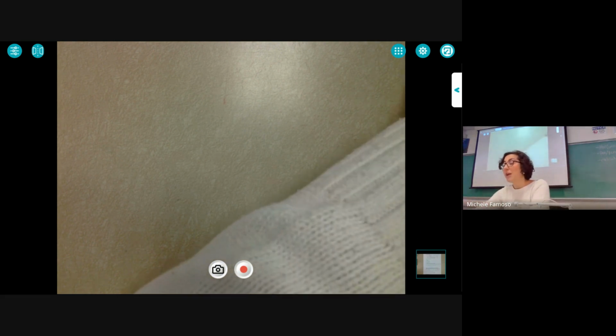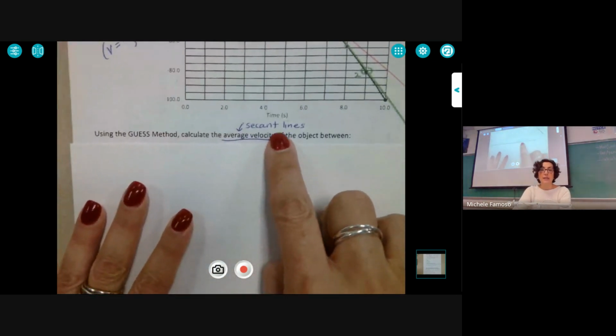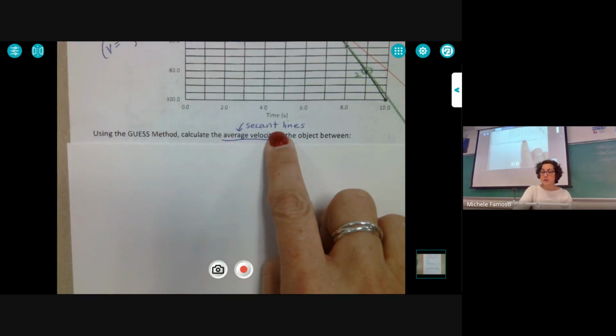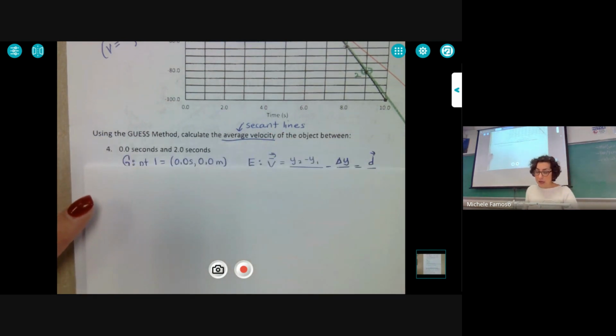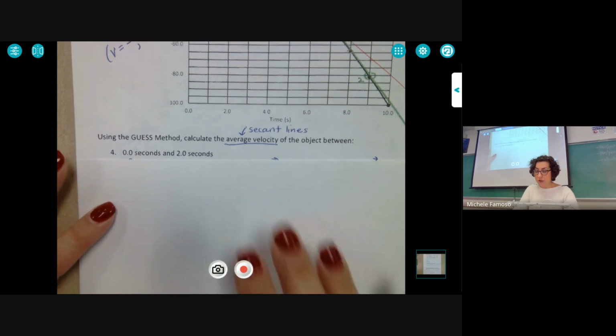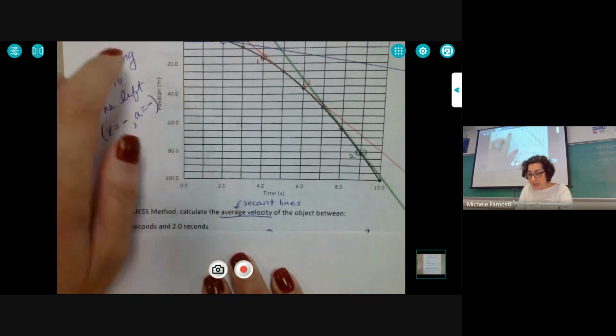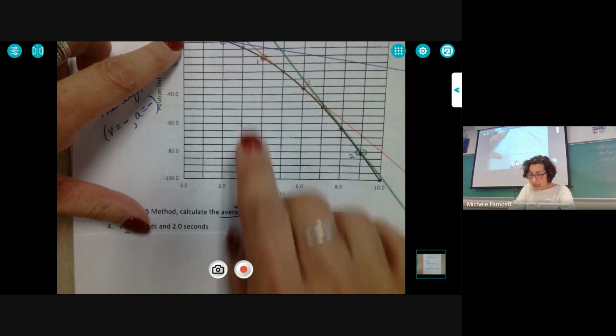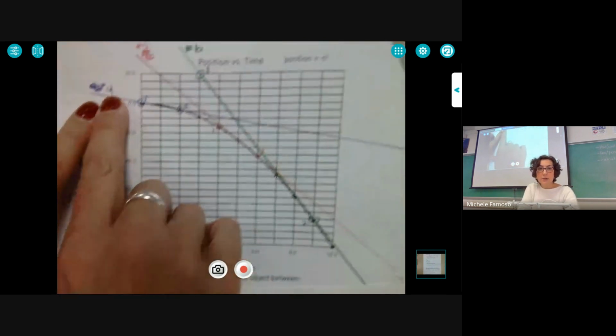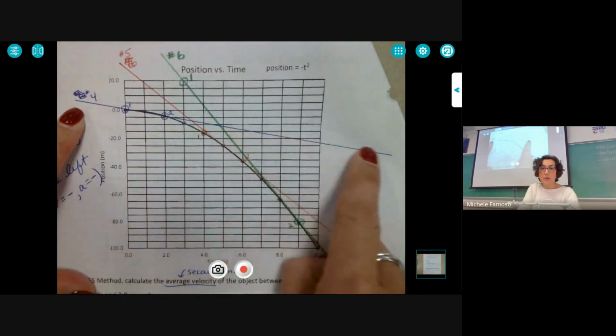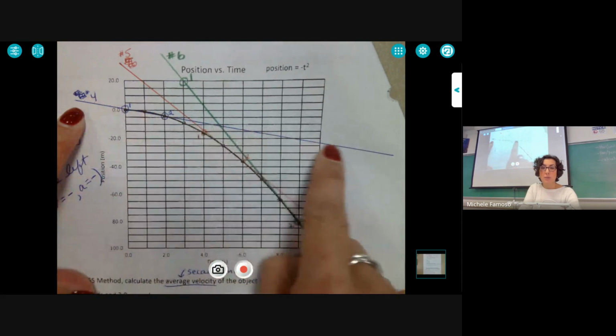Okay, so let me go through what I did for each of these three. So in questions 4 and 5, we asked you for an average velocity, which meant you had to draw secant lines connecting the 2 time points given. So double check in number 4 from 0 to 2 seconds. This is my secant line connecting here and here. That's this blue line right there. That's my secant line I used in number 4.